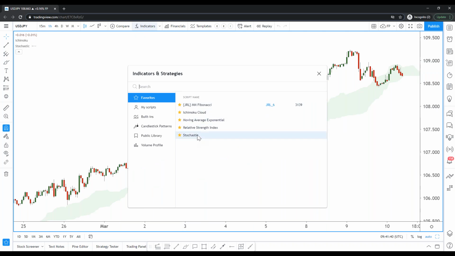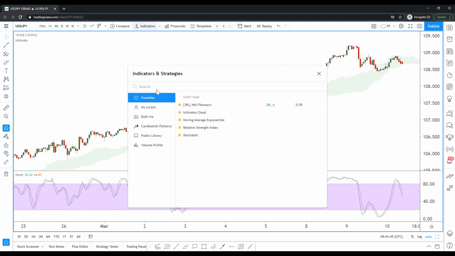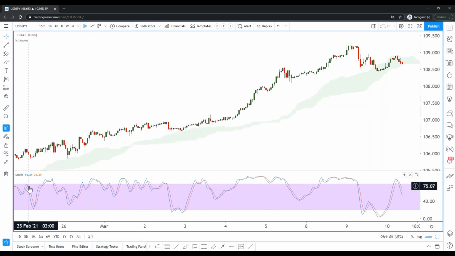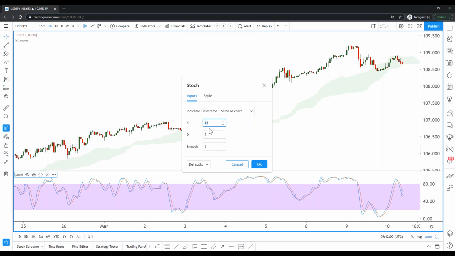So you can see here stochastics. Okay, so you can actually put them under your favorites on TradingView, or you can just load stochastics here. So this is the default setting on stochastics that we have over here. And when you open this up, you can see here, right? So this is the percentage K and percentage D, right?